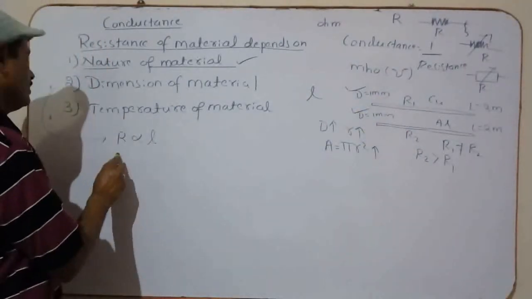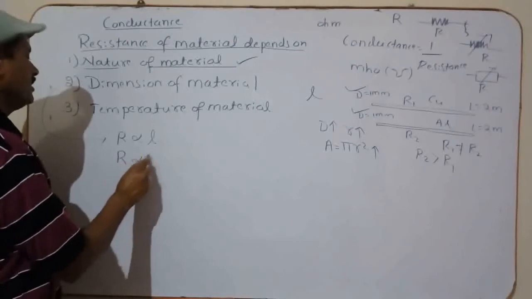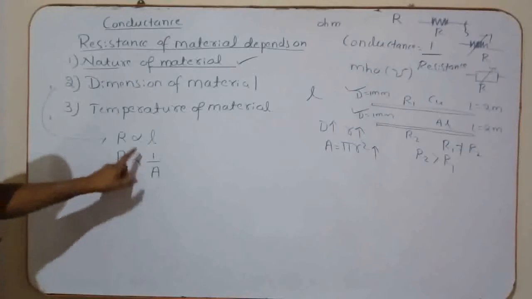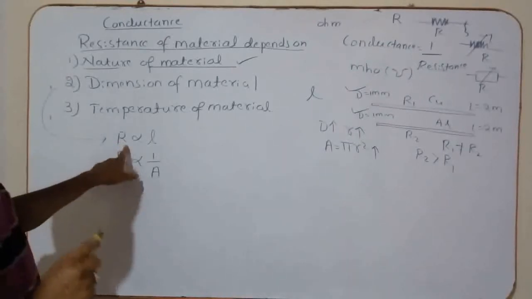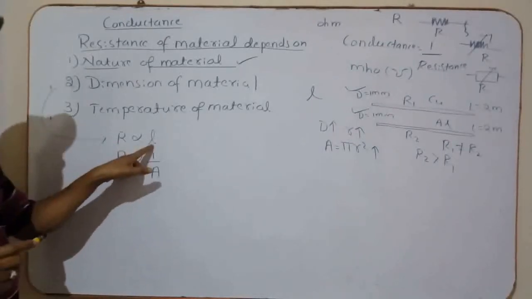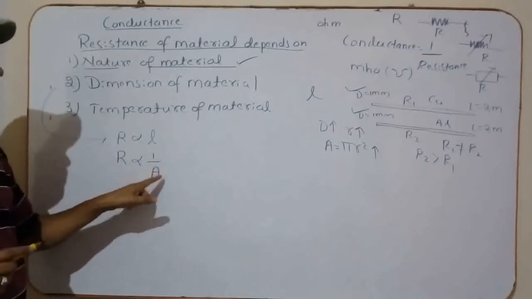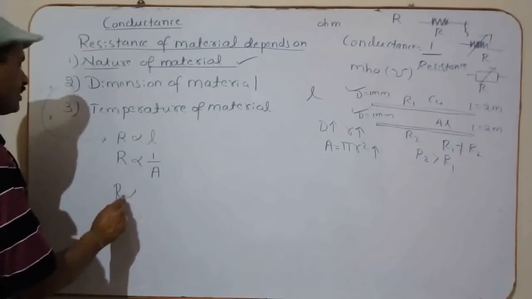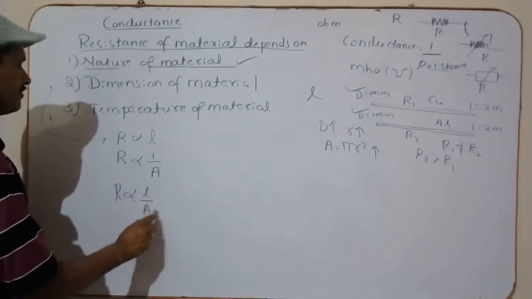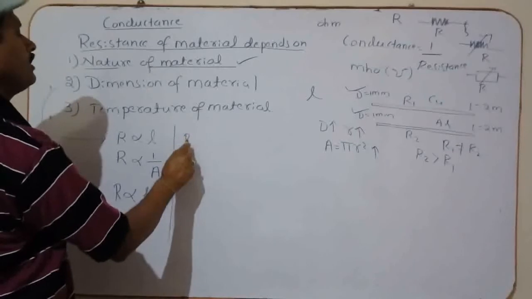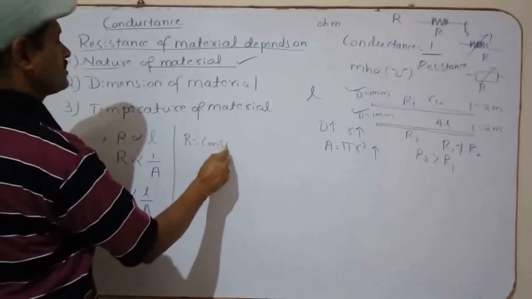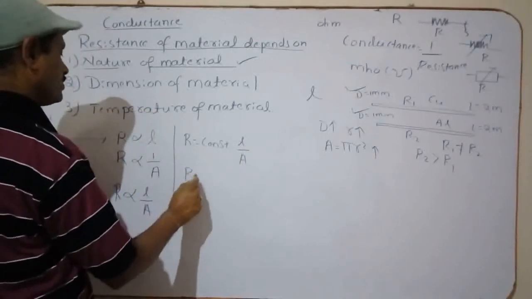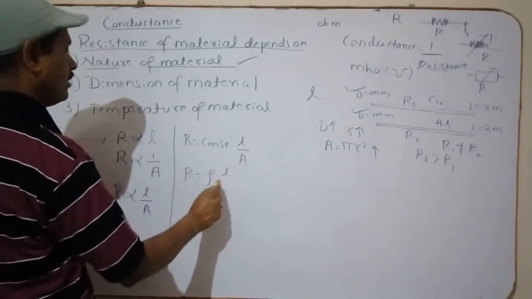Then the resistance of the material is inversely proportional to the cross section area. Resistance of the conductor directly depends on its length and is inversely proportional to cross section area. Then R is proportional to L by A. Now R is equal to a constant into L by A. What is this constant? This constant is rho.